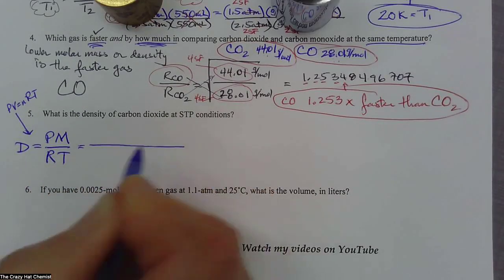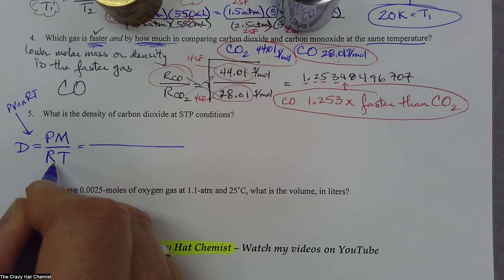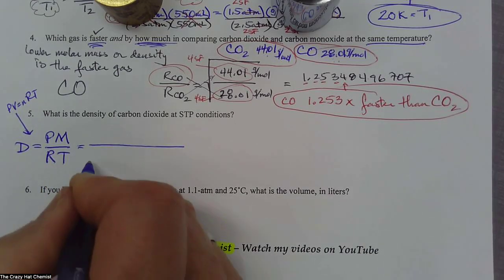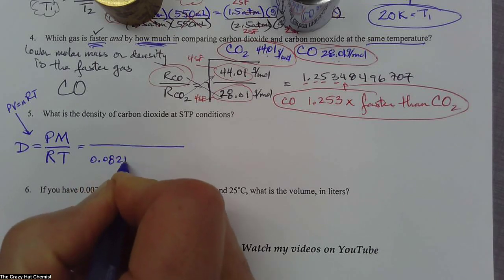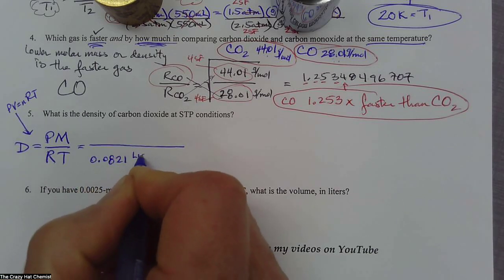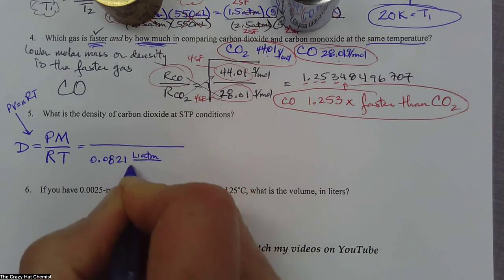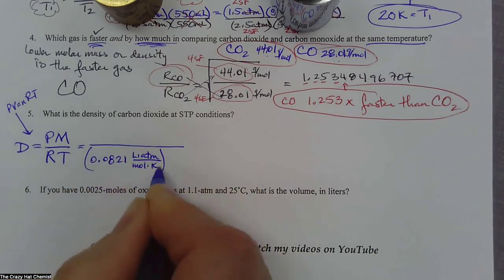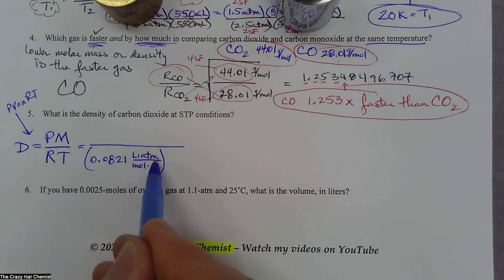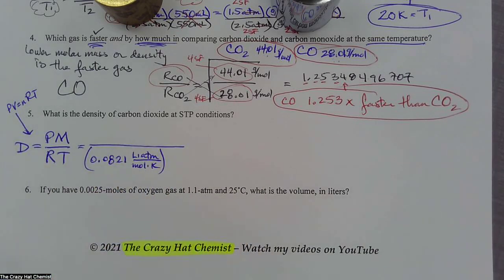So the first thing that we do here is we plug in the gas constant. And the gas constant was given to you at the top of this sheet of paper. That's 0.0821 liters atmospheres per mole Kelvin. I know there's just one single number and there's 4 units in there, but that is the gas constant. That was at the top of the sheet of paper.